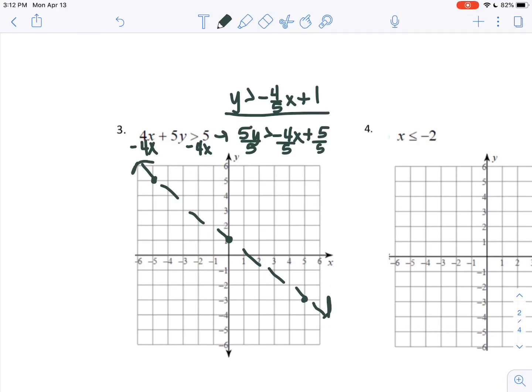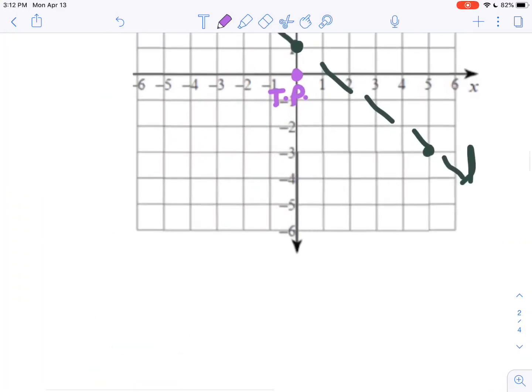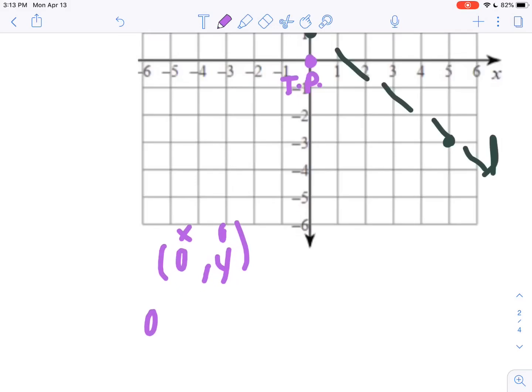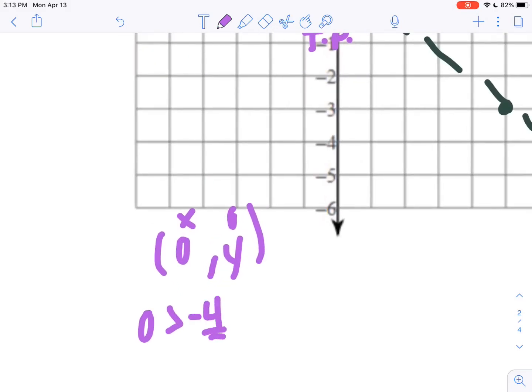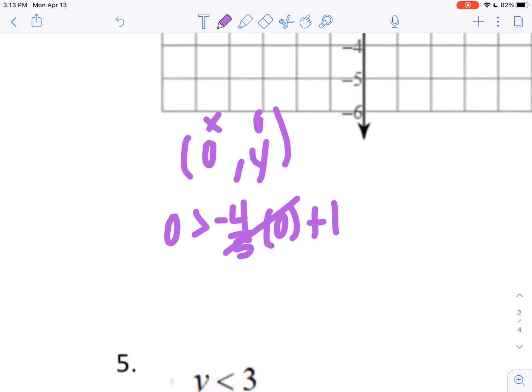Okay, and then I'm going to pick a test point. Well, it's not going through the origin, and 0, 0 is pretty easy to use. So I'm going to use 0, 0 as my test point. I'm going to plug in 0 for x and 0 for y. So 0 is greater than negative 4/5 times 0 plus 1. Okay, well this is going to go away. That's just going to become 0, right? 0 times anything is 0. So 0 is greater than 1. That is false.